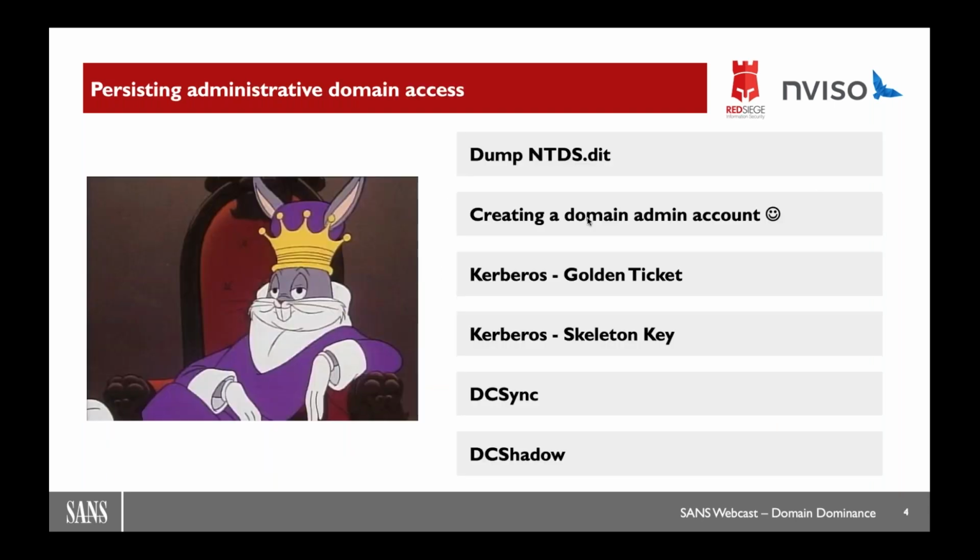So, persisting administrative domain access. A couple of strategies here. I just listed a number: dumping the ntds.dit file, which I'll discuss all of them in detail, creating a domain admin account, which is a very obvious one, Kerberos golden tickets, skeleton key attacks, which is also a Kerberos related attack, DCSync, and of course DCShadow. After we discuss these, we'll further discuss also the pivoting between domains and forests, but we will start with these topics, which are all also covered in SEC 560 in a lot of detail.